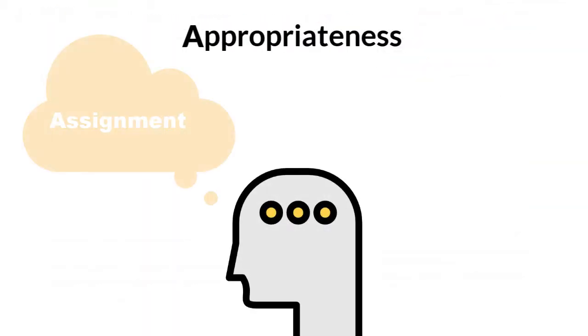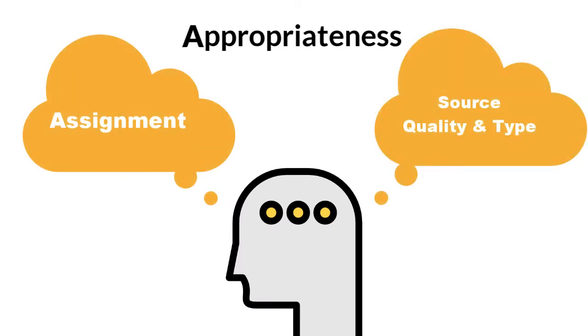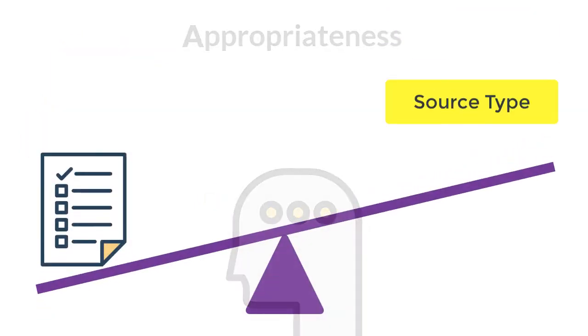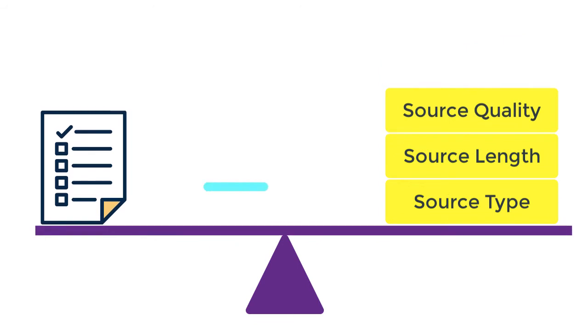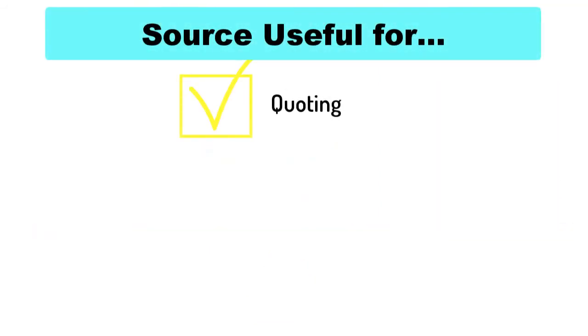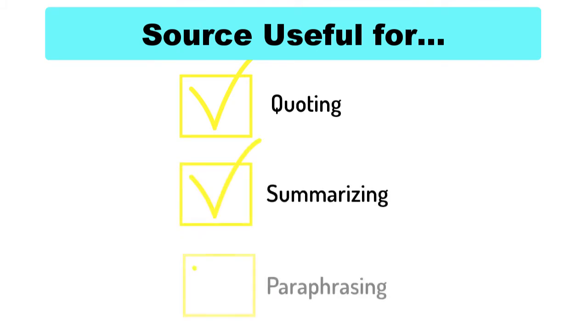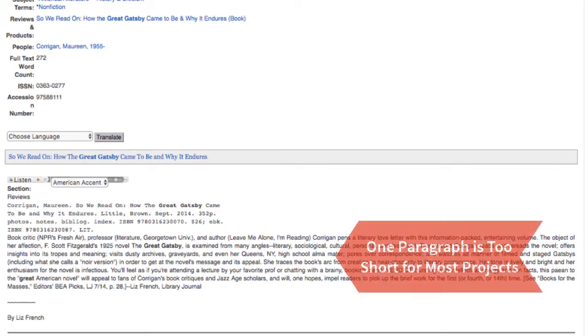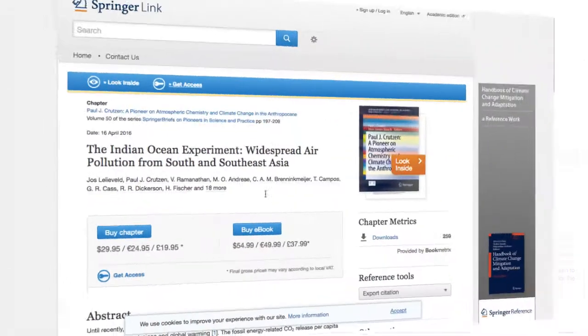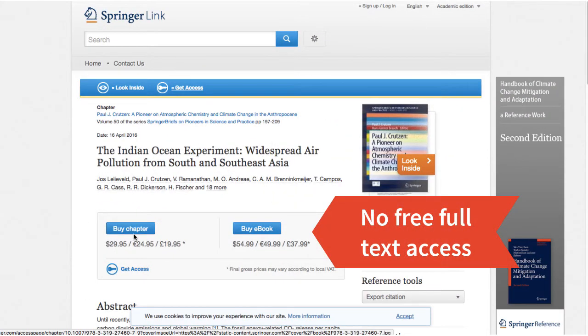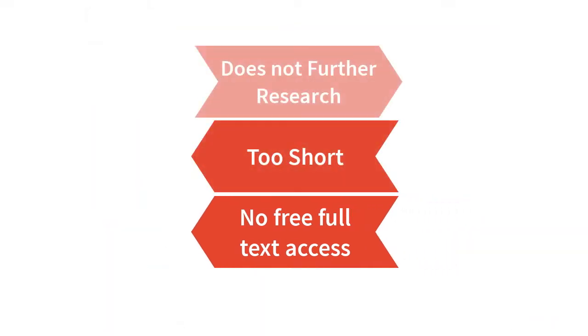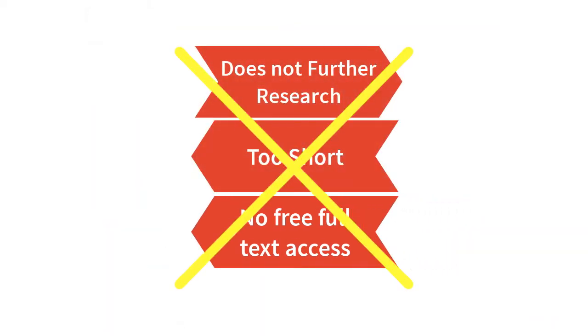The second A is for appropriateness. Think about your assignment along with the quality and type of information you are looking at. The source type, length, and quality needs to meet the assignment needs and definitely needs to be useful for directly quoting, summarizing, or paraphrasing the source throughout your work. If the source is insubstantial and too short, does not provide access to the full text of the information, and does not actually help you further your research, it is probably not worthy of use.